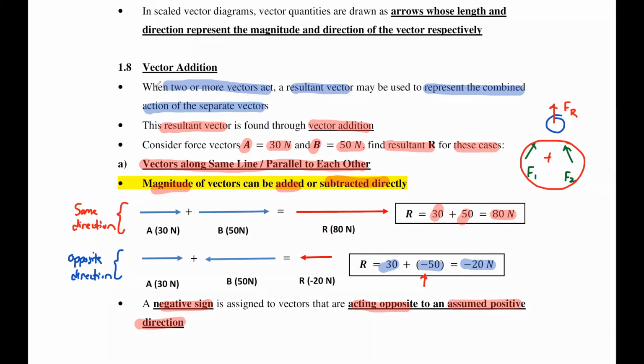As you know, vectors have direction. When we are dealing with calculations that have vectors, we need to assume a positive direction. In the case here, we assume that going towards the right is positive. So, the 50 Newton right now is acting in the opposite direction to this assumed positive direction. That's why it has a negative sign. And it's because of this negative sign that there is the impression that one magnitude is subtracted from the other.